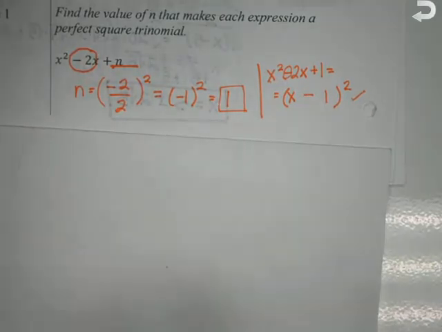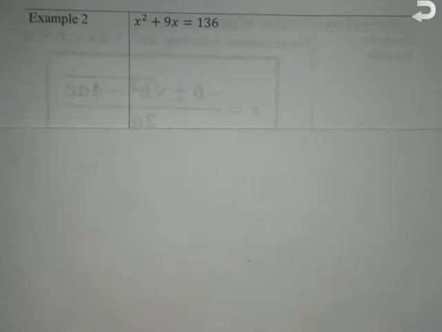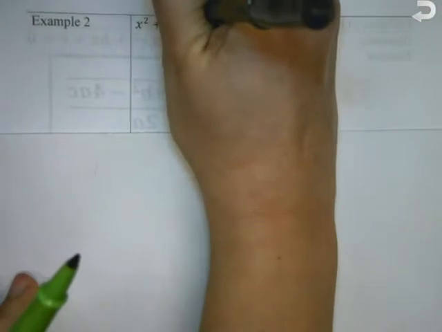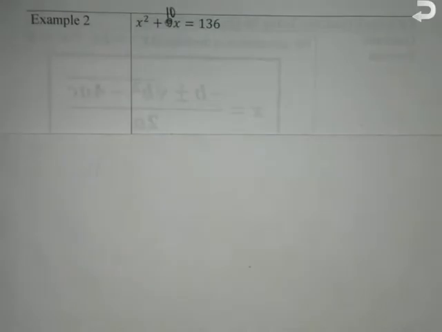So for example 2, let's actually try completing the square. Now I did make a typo here. I don't want it to be x squared plus 9x. I want it to be x squared plus 10x. So make sure that you make that change. So our problem is x squared plus 10x equals 136.